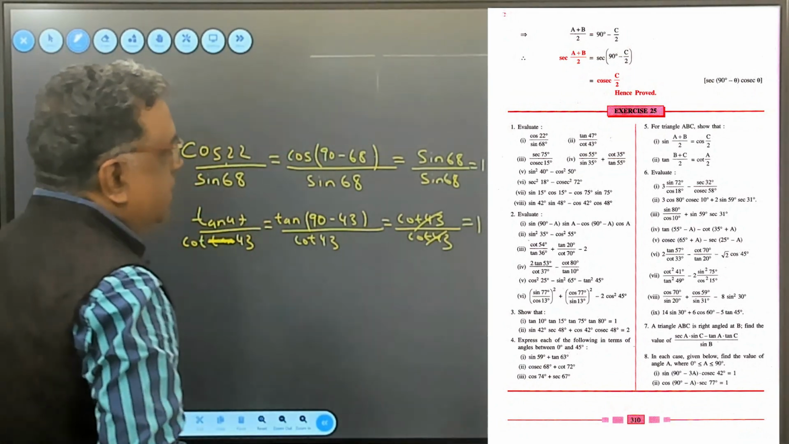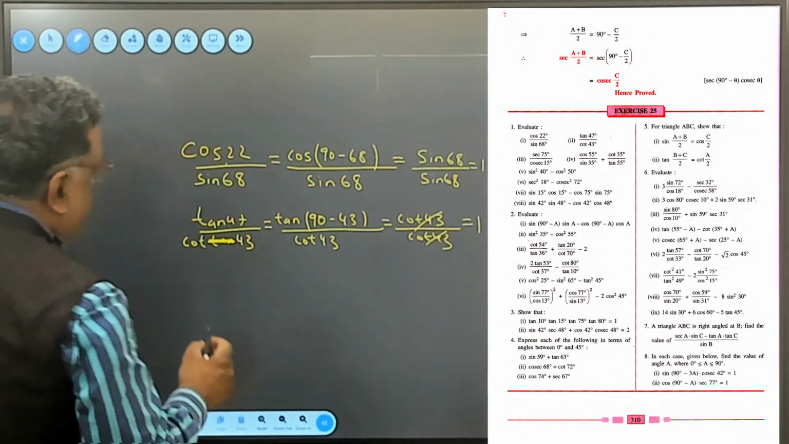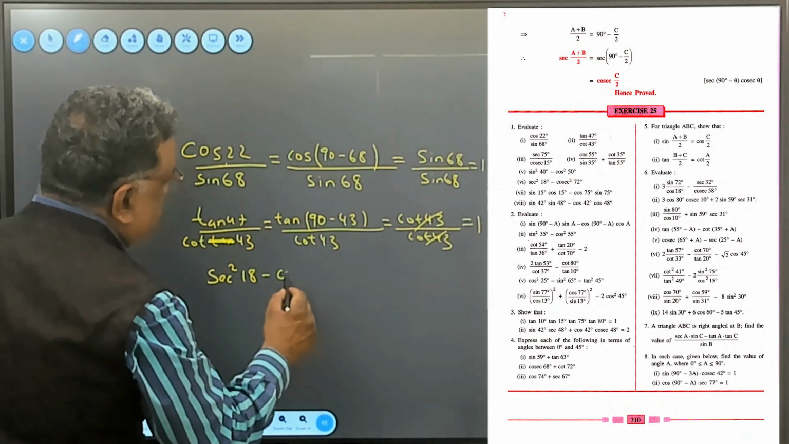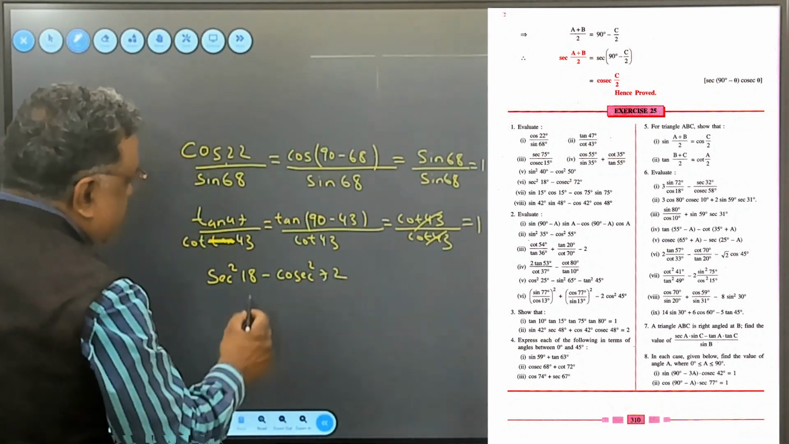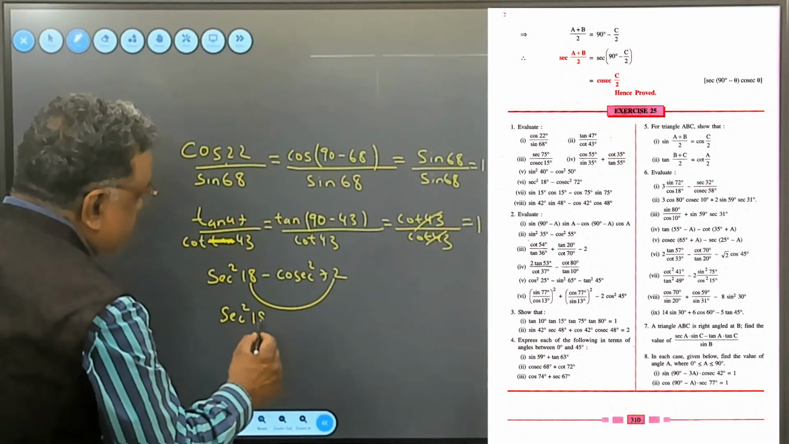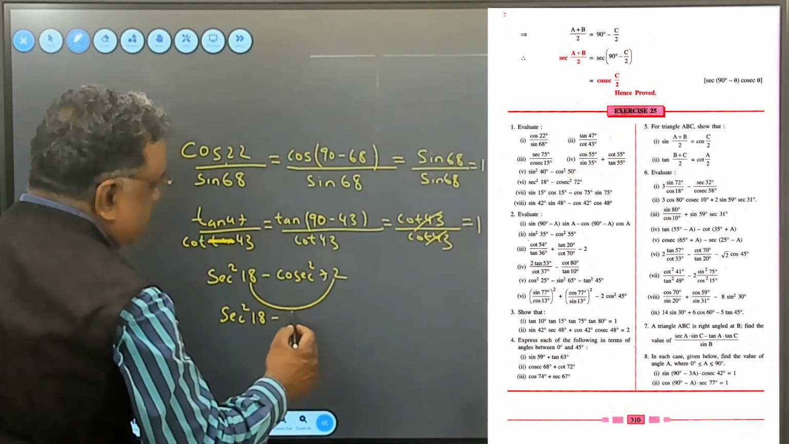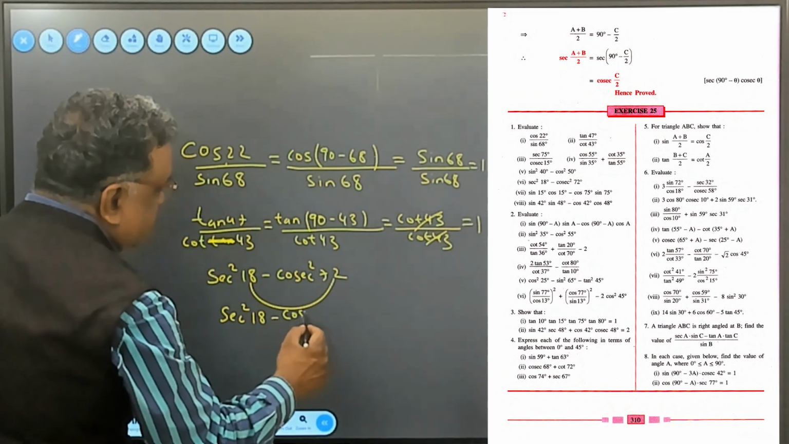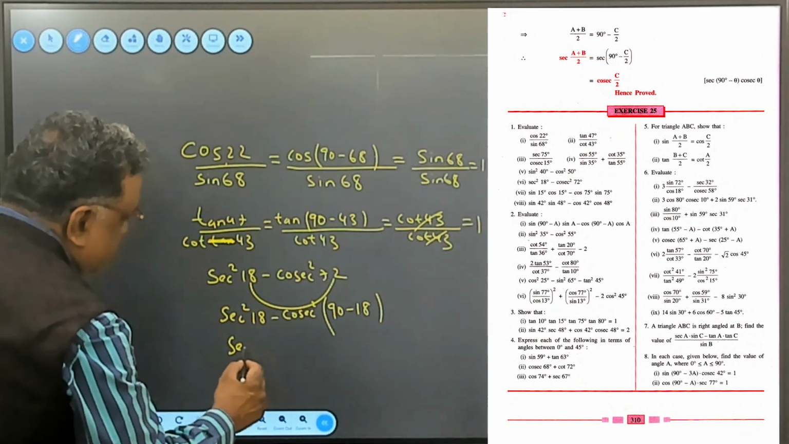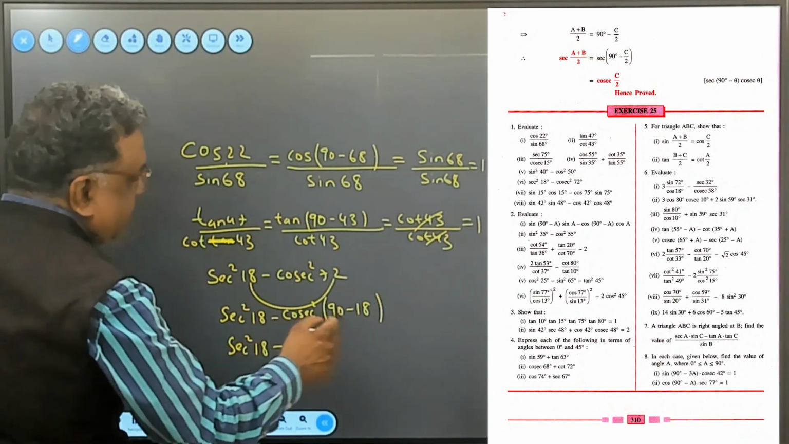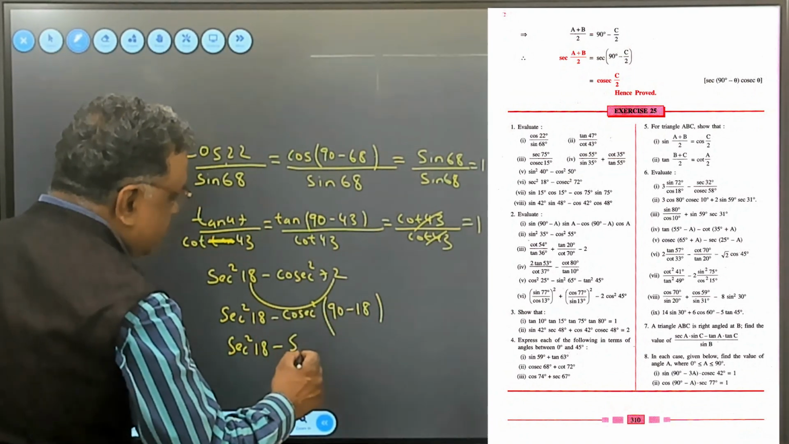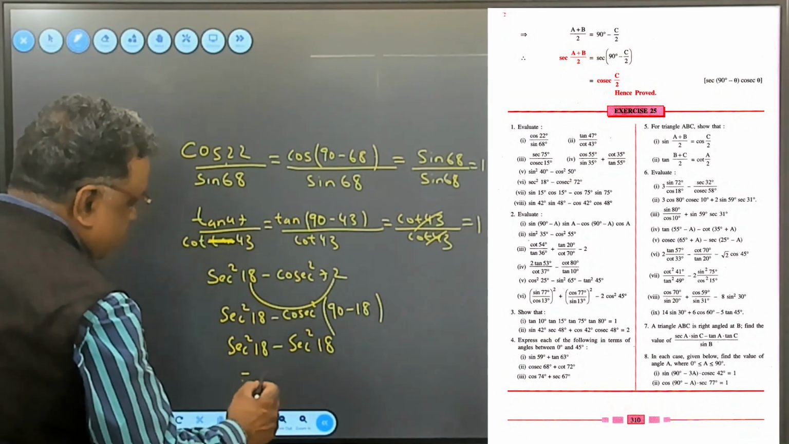Let us try to find out sec square 18 minus cosec square 72. Now here I see the addition of these two angles is 90 degrees. So I can definitely write them in terms of one trigonometric ratio. So cosec square 72 I can write it as cosec square 90 minus 18. Now cosec 90 minus 18 is sec 18, so cosec square 90 minus 18 will be sec square 18. It will be 0. Clear?